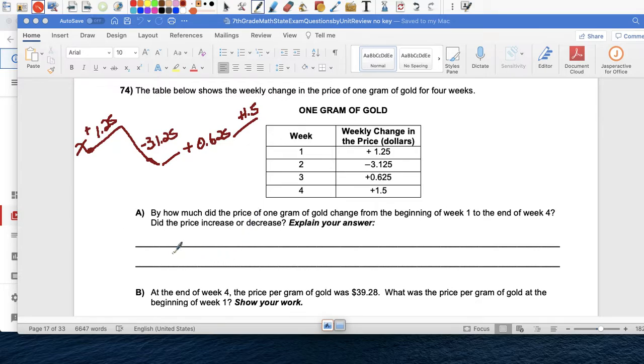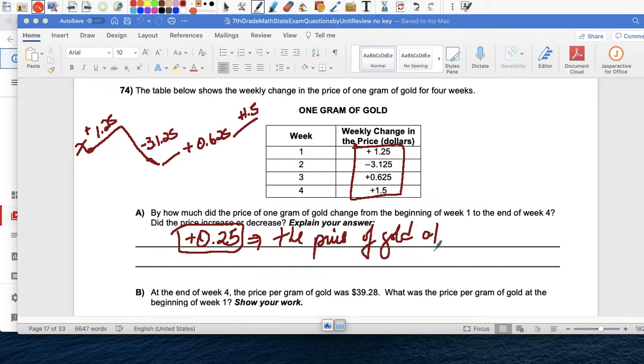So if you want to explain your answer, you would say that you added all these four, right? And you found that the sum was 0.25 positive, right? So that means that the price of gold after 4 weeks increased by 25 cents. That's it, right? At the end of week 4, the price of the gold was $39.28.